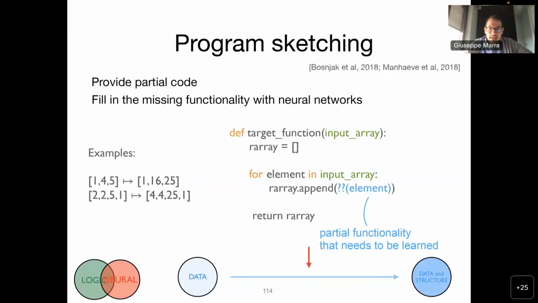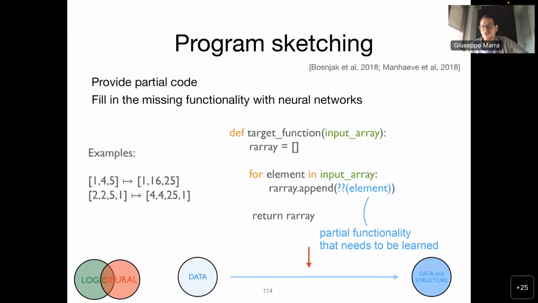Another approach, which is a bit between structure learning and parameter learning, is what is called program sketching. In program sketching, you still have your examples, your input-output pairs, but you don't leave the search space to be all possible programs; you fix a kind of sketch of the program. So you have a general idea of how the program should be, but for example, you don't know some functions that have to be called in specific places of the program, and you leave some blank spots there, and you use the learning just to learn those functions.